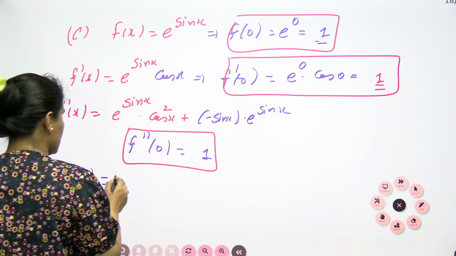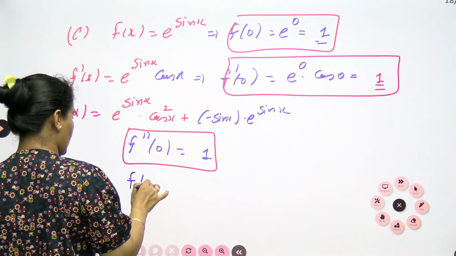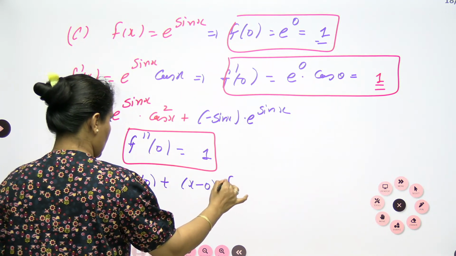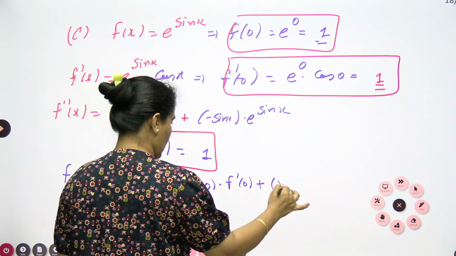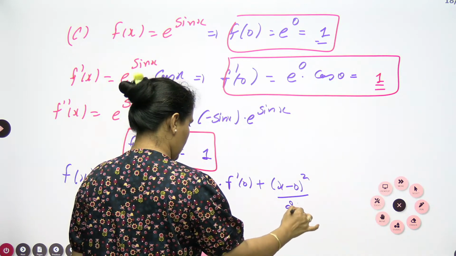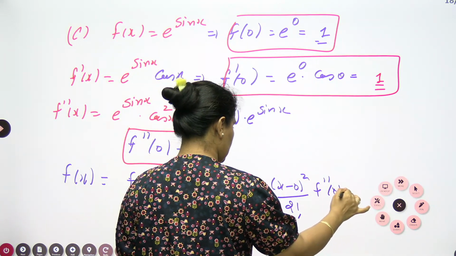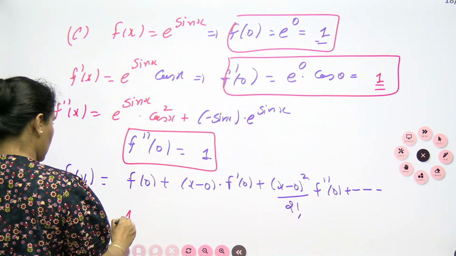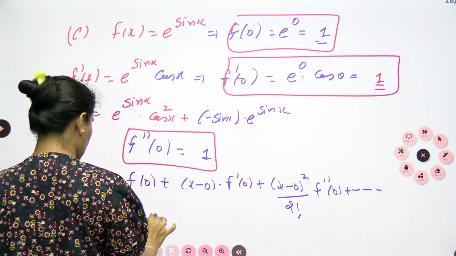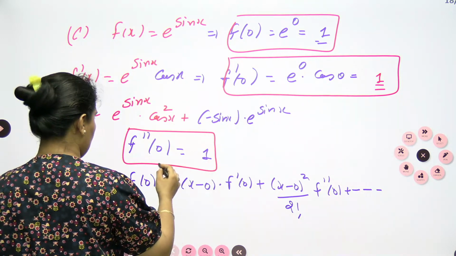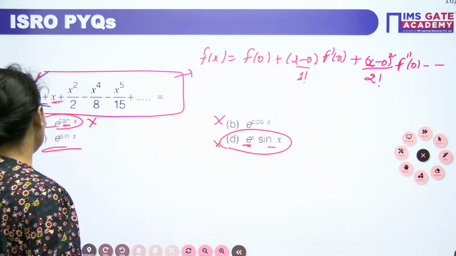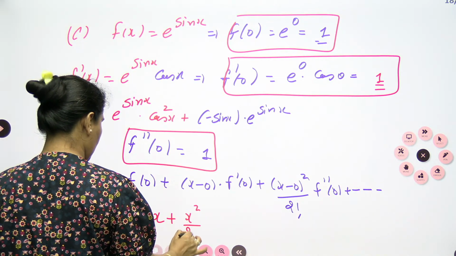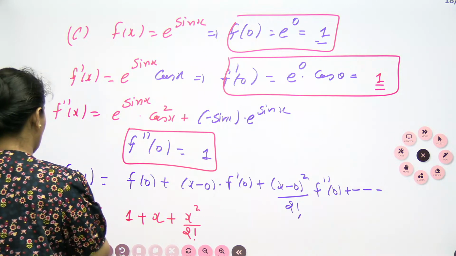So this can work as a Maclaurin series. f(x) is equal to f(0) plus (x minus 0) f dash 0, plus (x minus 0) whole square by 2 factorial f double dash 0, and so on. So I can see f(0) is 1 only, f dash 0 is also 1, so this will be x. And f double dash 0 is also 1, so this is x square by 2. Till now I am having this, I need to check one more.